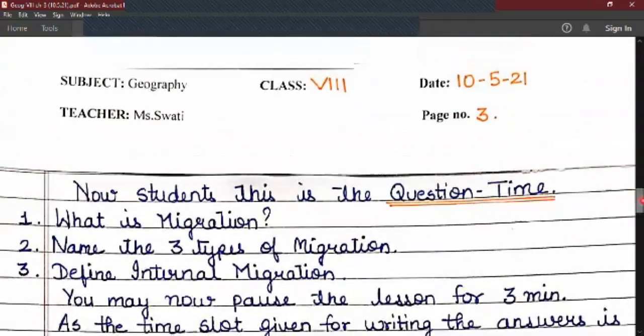Now, this is the question time. So, your questions are: first, what is migration? Number two, name the three types of migration. And number three, define internal migration. So, you may now pause the lesson for 3 minutes.